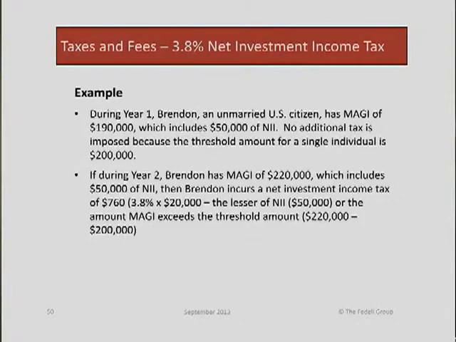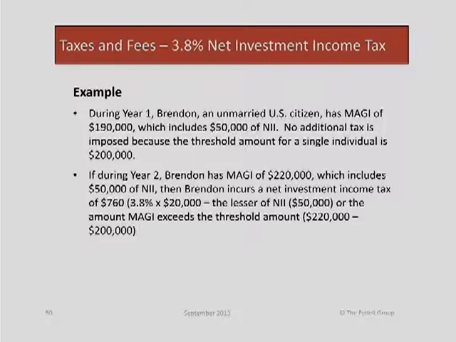I'm going to go through a quick illustration to highlight the main fact that in order to be subject to the 3.8% tax, you really need to have net investment income and your AGI has to exceed the threshold amounts. If either your net investment income is zero or you don't exceed the threshold amount, you're not going to owe this tax. Example one, during year one, Brendan has AGI of $190,000. He's unmarried, so he's single. He also has $50,000 in net investment income. Because his AGI does not exceed the statutory threshold amount of $200,000, he will not owe the 3.8% tax even though he has $50,000 in net investment income.